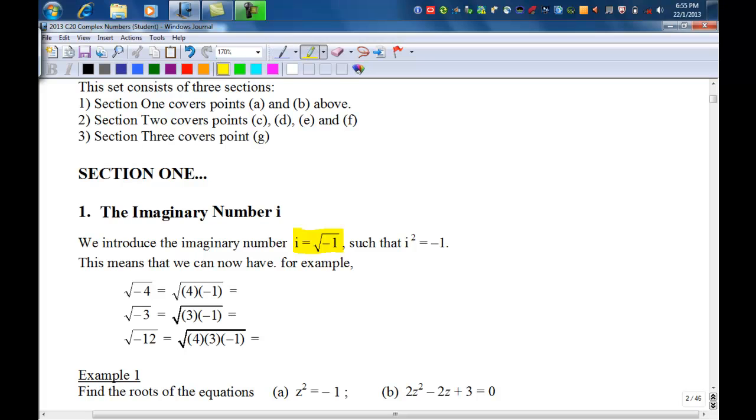Square root of minus 4 in your notes can be rewritten as square root of 4 times minus 1. And by rewriting the entire expression as square root 4 times square root minus 1, this becomes 2i. Likewise, I can take the square root of minus 3 to get square root of 3 times minus 1, equals square root 3 times i. Square root of minus 12 can also be rewritten as square root of 4 times 3 times minus 1 to give you 2 square root 3 i.